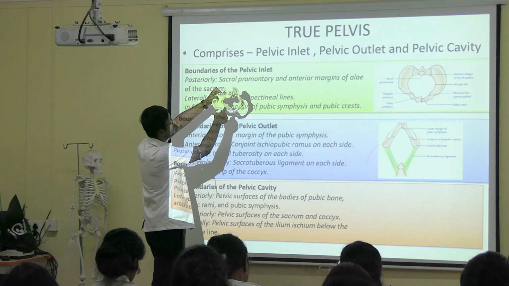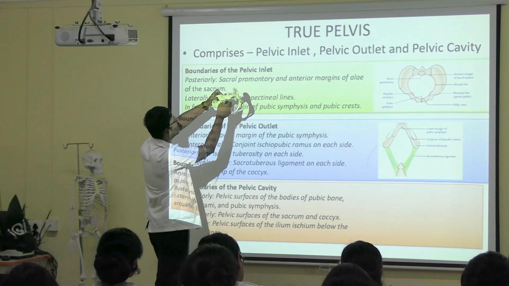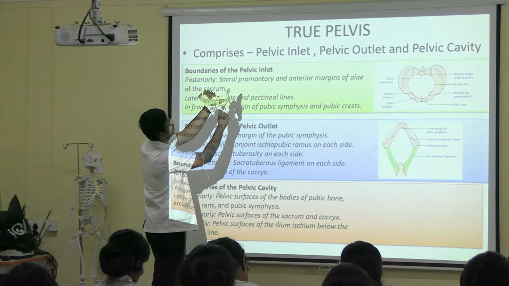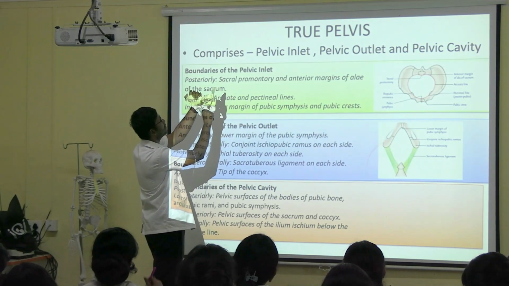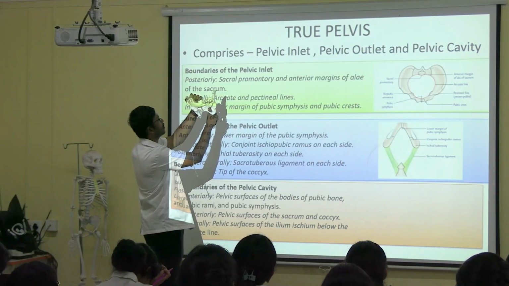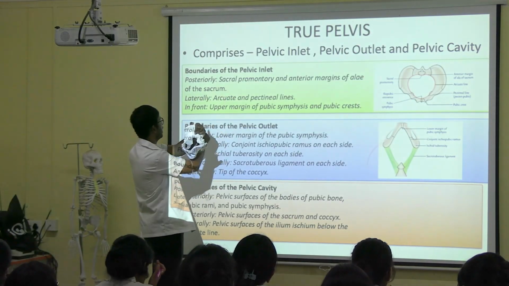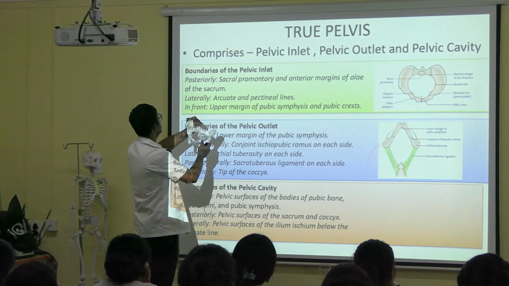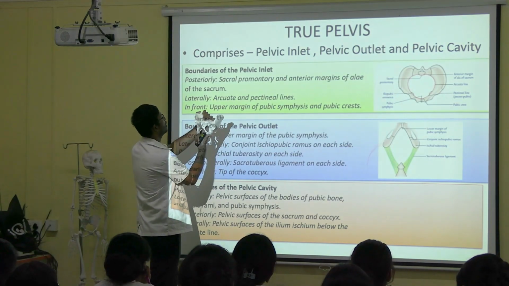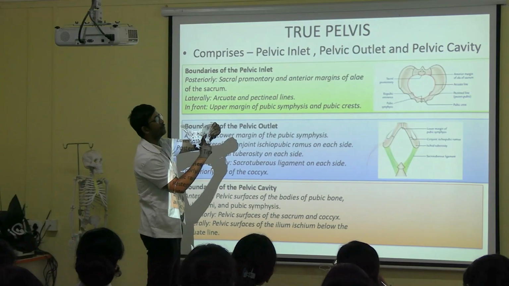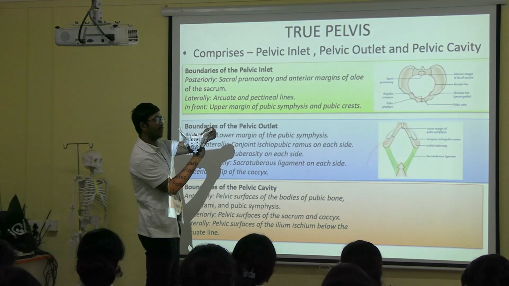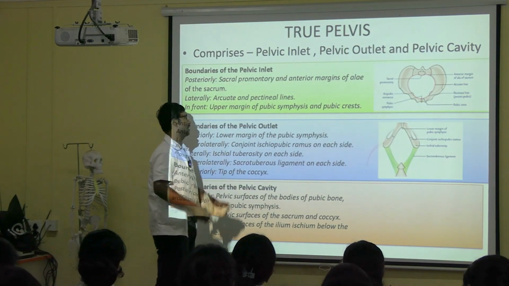So this is your pelvic brim, and just beneath this is your pelvic inlet, which will have posteriorly your sacrum and ala of sacrum. Then on either side your arcuate line of ilium, arcuate pectineal line, and in front your upper margin of the pubic symphysis. So this is the pubic symphysis. The upper margin of the pubic symphysis will be forming the anterior boundary of your pelvic inlet.